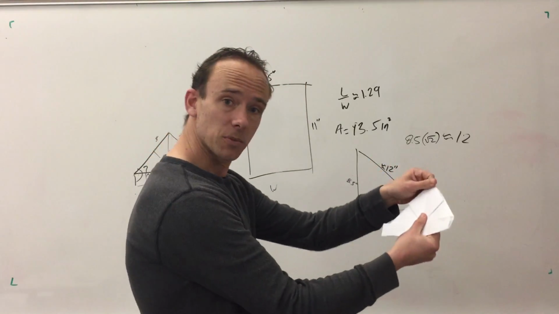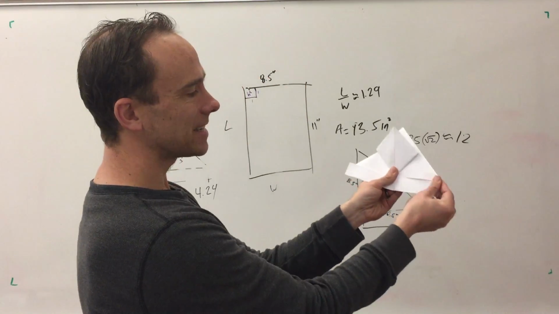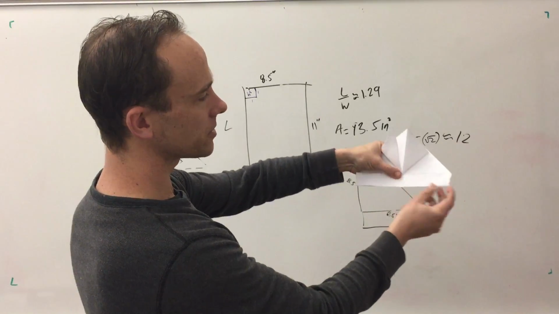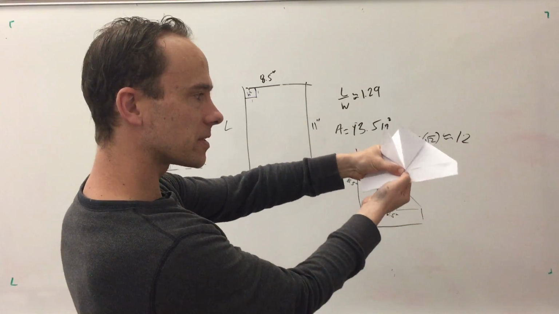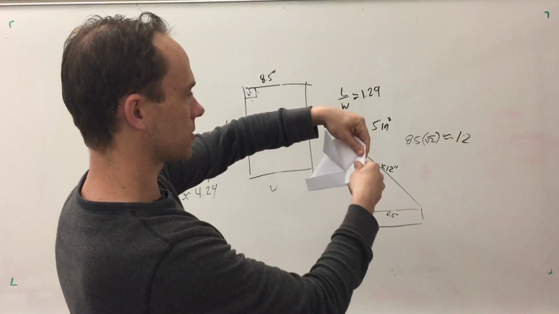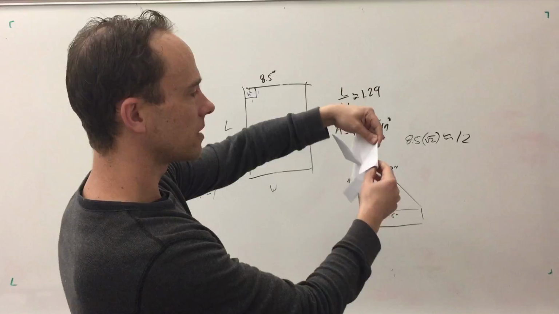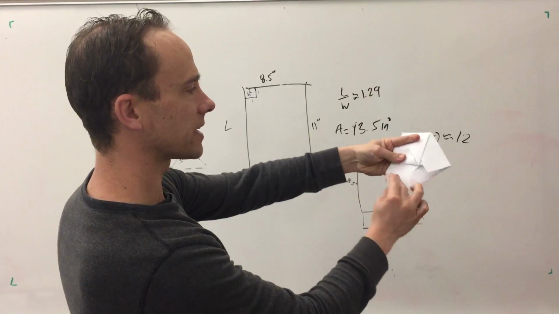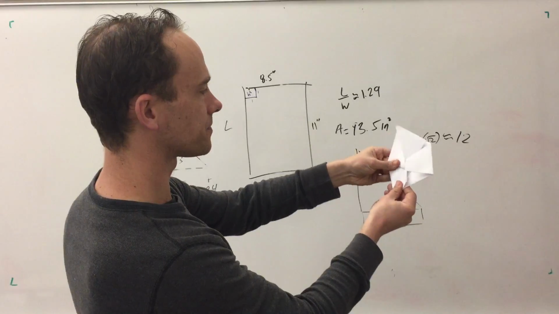All right, so here's the next move we're going to do. We're going to take the sides and fold them to the middle. We're going to take this side, go to the midpoint of this rectangle, and fold it right there. We're going to do another valley fold. Let's do that again on this side.